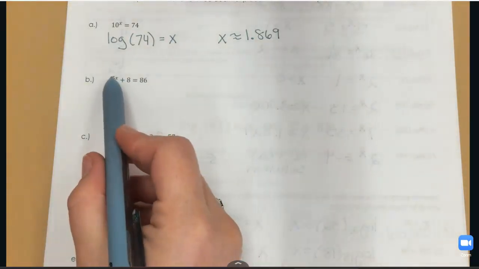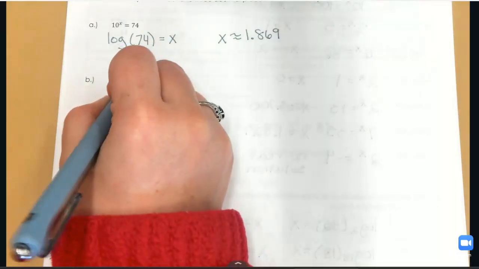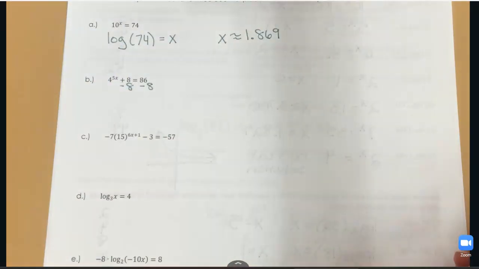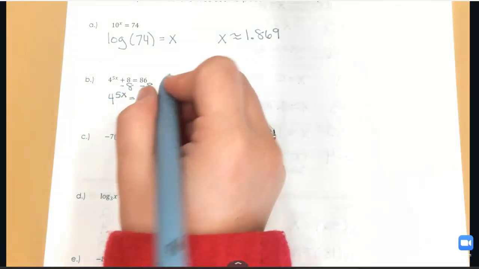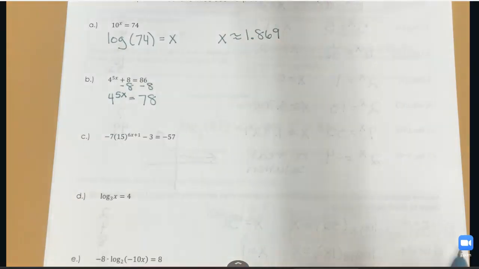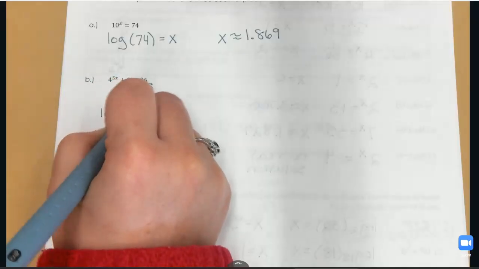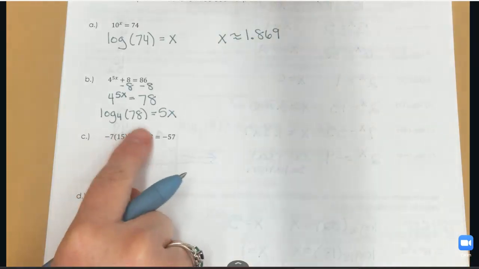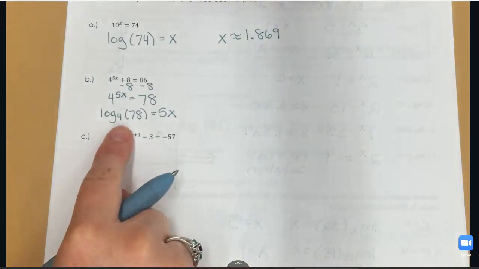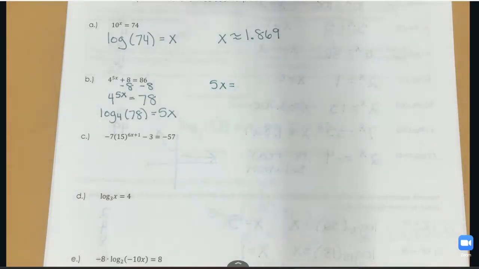Moving on to B, this is my exponential expression, 4 to the 5x. So I need to move the 8, and I will get rid of it by subtracting because that's the inverse of adding. So 4 to the 5x is equal to 78. Now my exponential expression is by itself, so I can write it in log form, and that will be log base 4 of 78 is equal to 5x. Now this is not going to be a perfect number, so I'm going to use my calculator to figure out what that is, and that value will be equivalent to 5x.